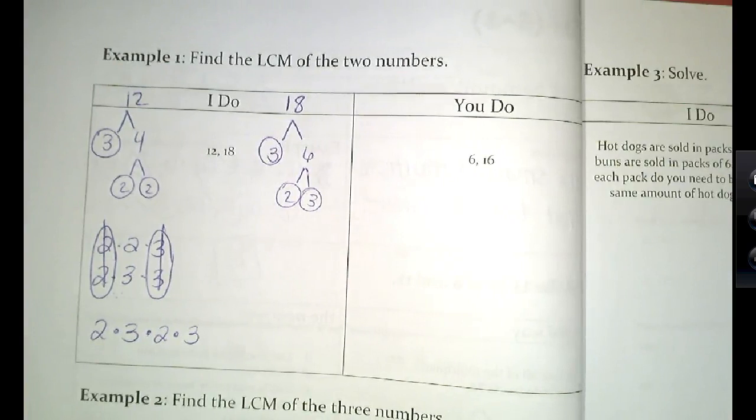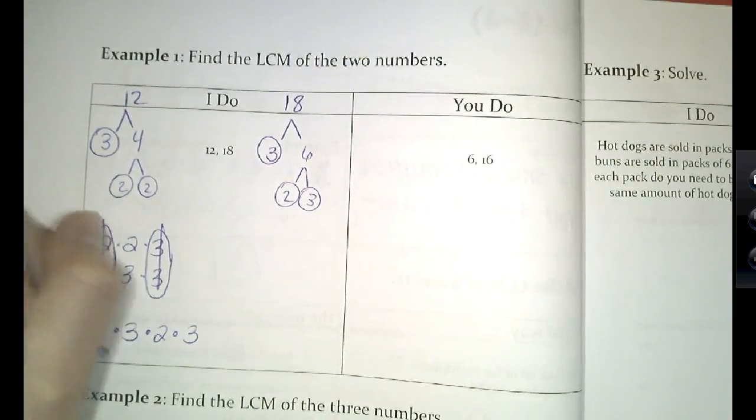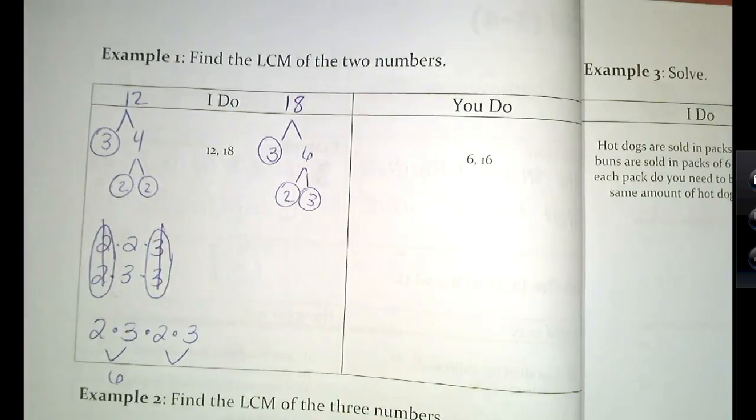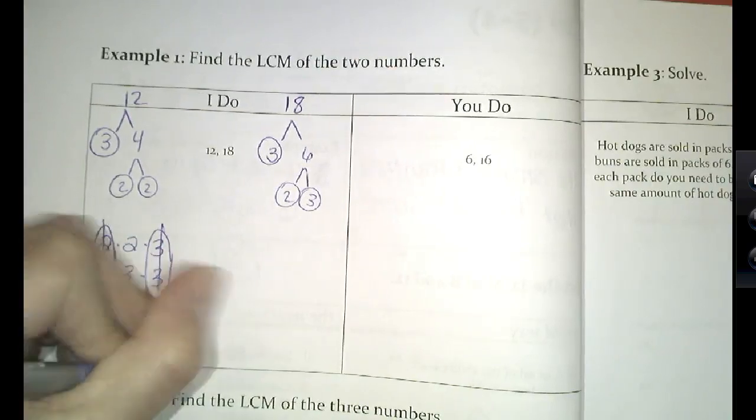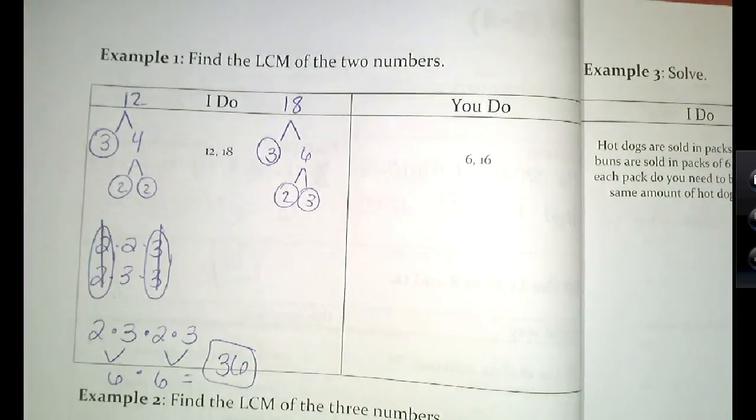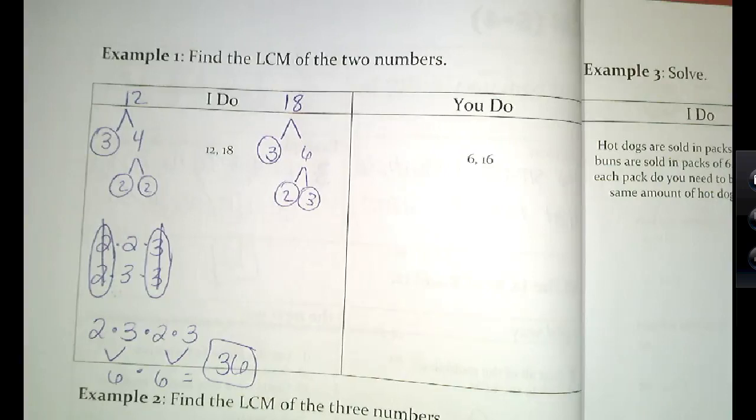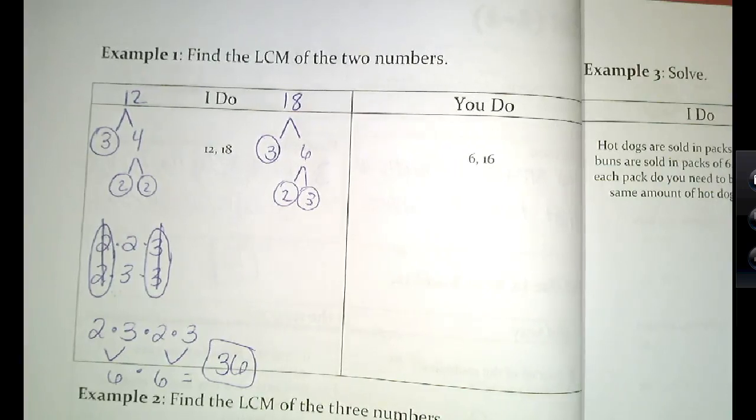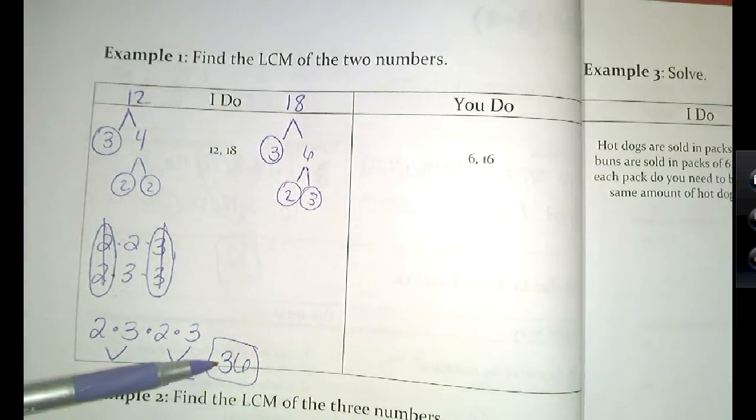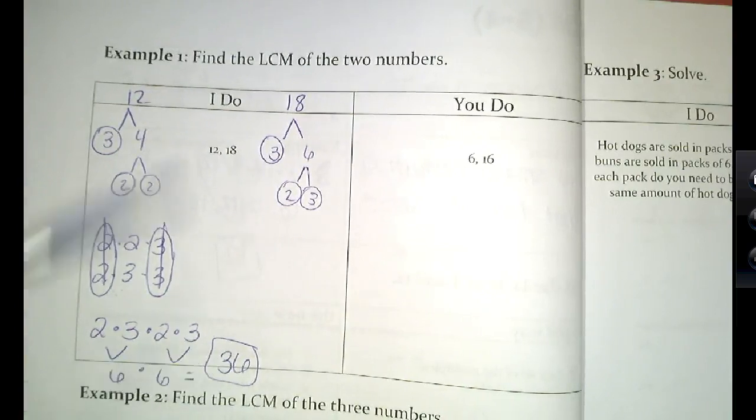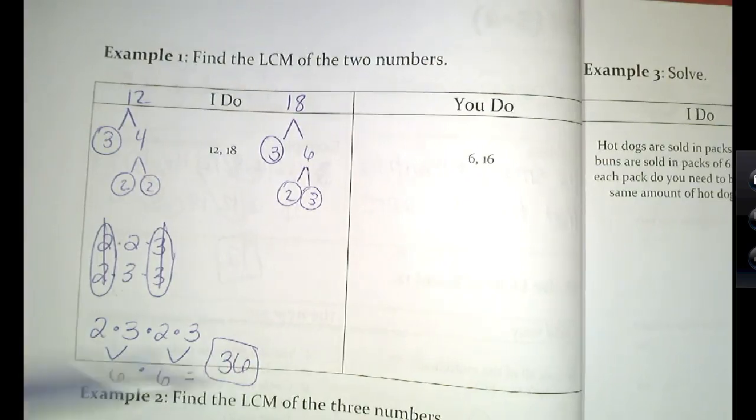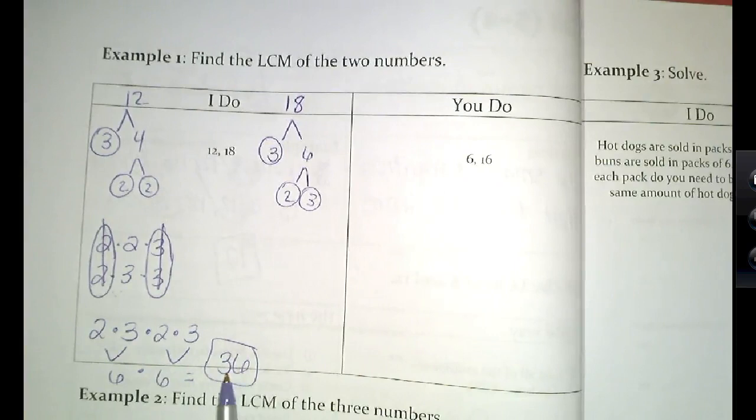And now we're going to multiply. What is 2 times 3? 6. What's 2 times 3? And what's 6 times 6? 36. Very good. So our least common multiple is 36. Does anybody know how many times 12 can go into 36? 3 times. And how many times can 18 go into 36? Twice. Very good. Yep. So 36 is my least common multiple.